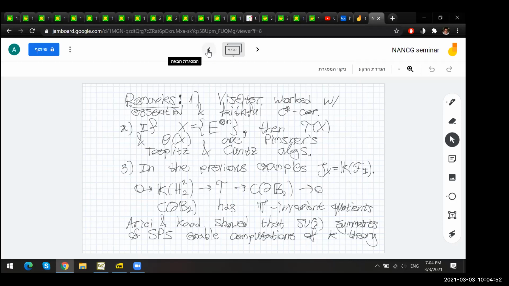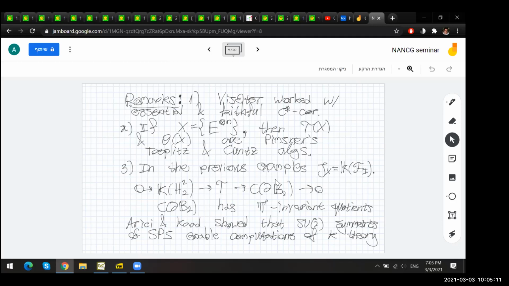Okay, so here's how it goes. In order to get this picture of this particular exact sequence, you start with the fundamental representation of SU2. Okay, so that's SU2 sitting inside M2, right?